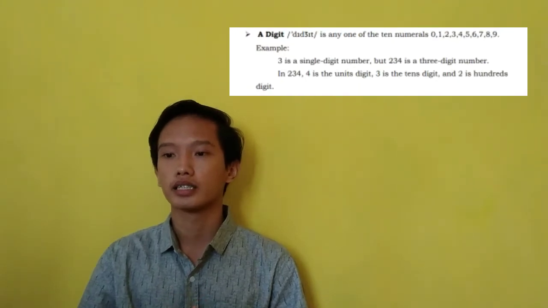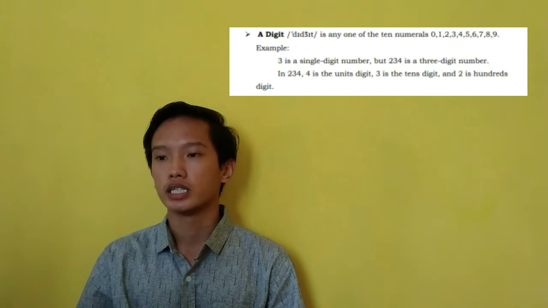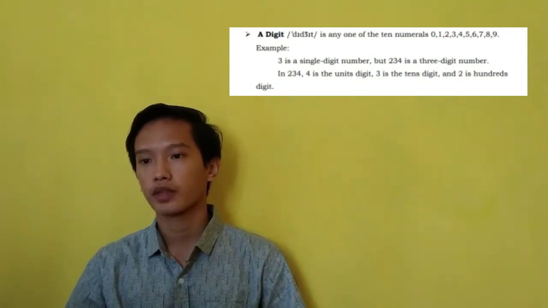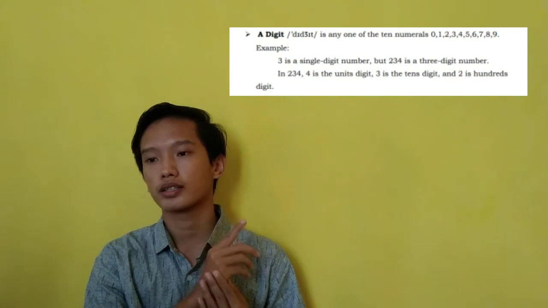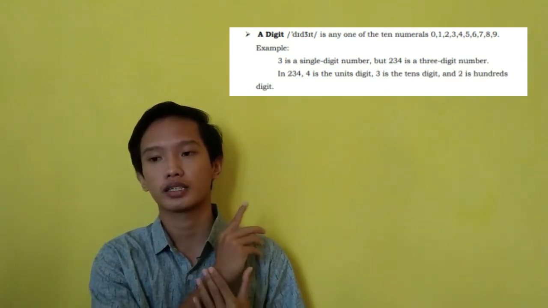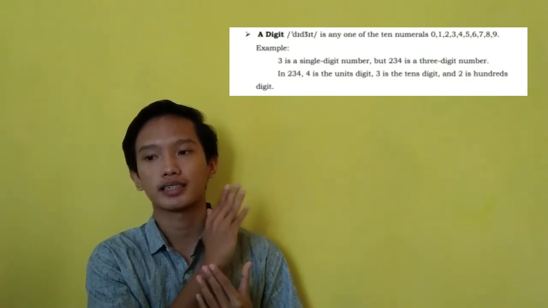And then a digit is any one of the 10 numerals 0, 1, 2, 3, 4, 5, 6, 7, 8, 9. For example, 3 is a single digit number, but 234 is a 3-digit number. In 234, 4 is the units digit, 3 is the tens digit, and 2 is the hundreds digit.